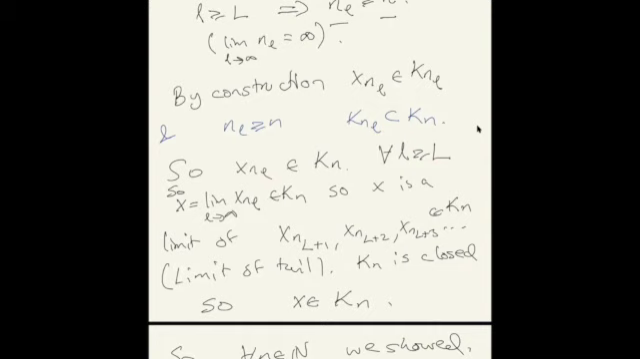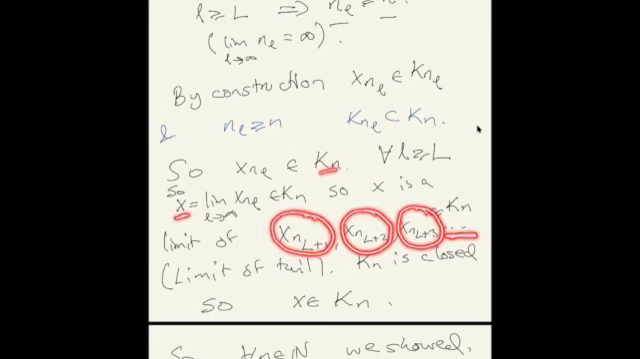Now, x_{n_L} is contained in K_n. That means that x_{n_{L+1}}, x_{n_{L+2}}, x_{n_{L+3}}, and so on, are all contained in K_n, because these are all indices that are bigger than capital L.